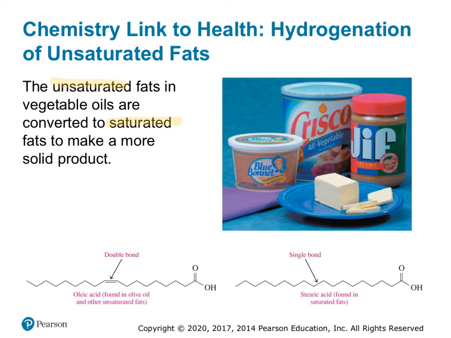So an unsaturated fat has a double bond, as shown down here in oleic acid, and that makes it more liquid at room temperature, so it's an oil. And then if that double bond is removed and we add hydrogen, then we make what's called stearic acid, which is a more solid product. So this is how they take vegetable oil and convert it into margarine, so it's a more solid product.